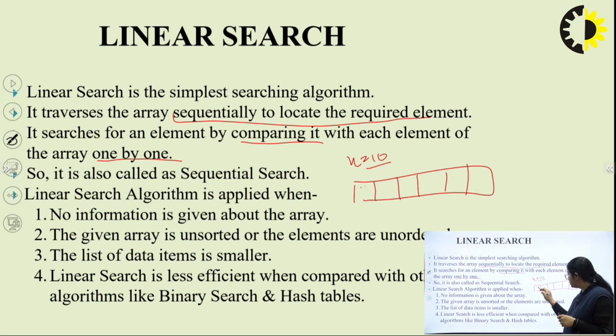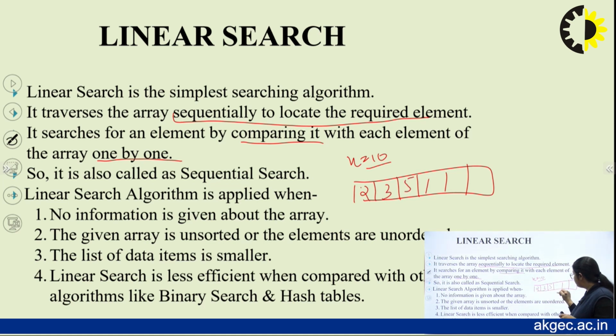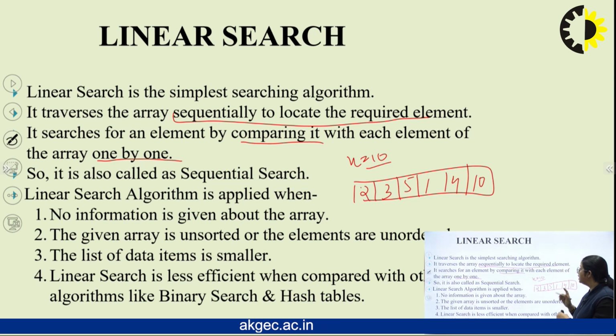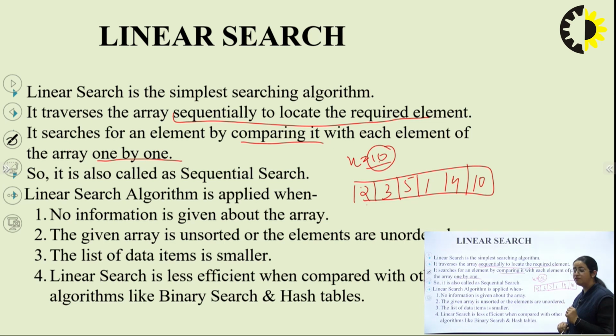Like in this array I have 3, 4, 5, 1, 4 and 10. What does it mean? We are searching for the element by comparing it with each element of the array one by one. Suppose we want to search for this x, then we have to compare this x with the first element. Suppose these are the indices 0, 1, 2, 3, 4 and 5. These are the indexing of the elements. Now if you want to search x, we have to compare each element.